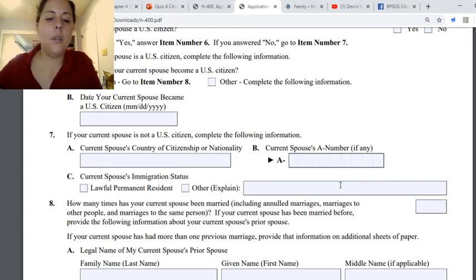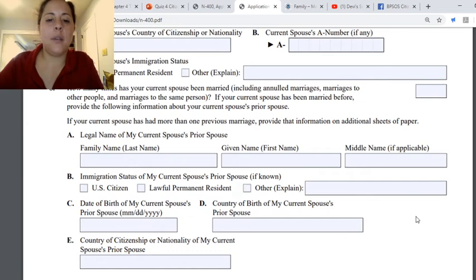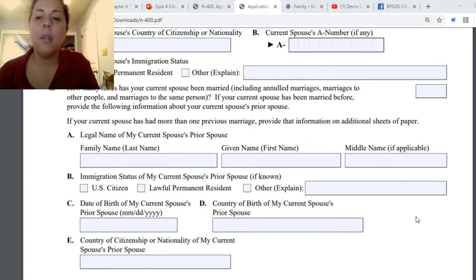Number 8, how many times has your current spouse been married? It would be 1 if it is just with you. It will be 2 if they had a marriage from before. So it will be 1, 2, 3. If it is 1, you do not need to answer questions about previous. If it is 2, that means it is you and someone from before. So you need to answer questions about that marriage before.